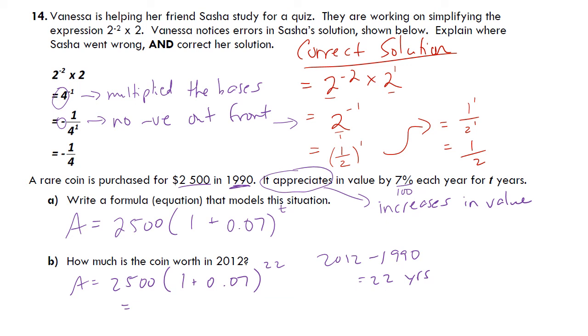Go to 2 decimal places if necessary. I don't think it's necessary in this instance. Let's just double check: 2,500, and brackets 1 plus 0.07, close bracket, exponent 22. Yeah, so you end up with double zeros on the end. So we get $11,076. And don't forget for a word problem, a therefore statement.